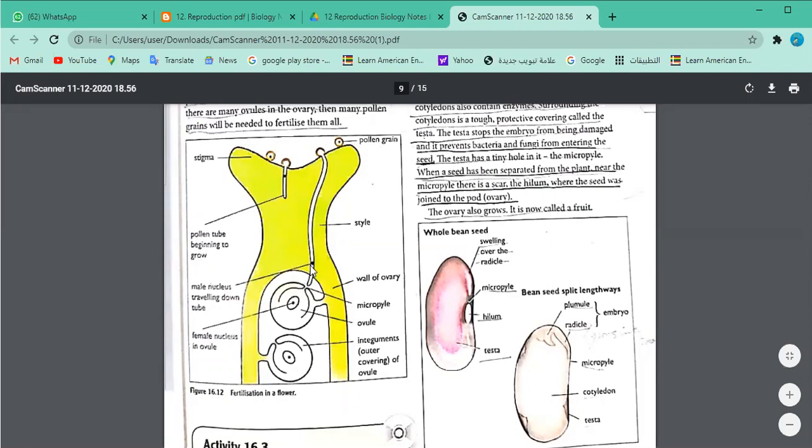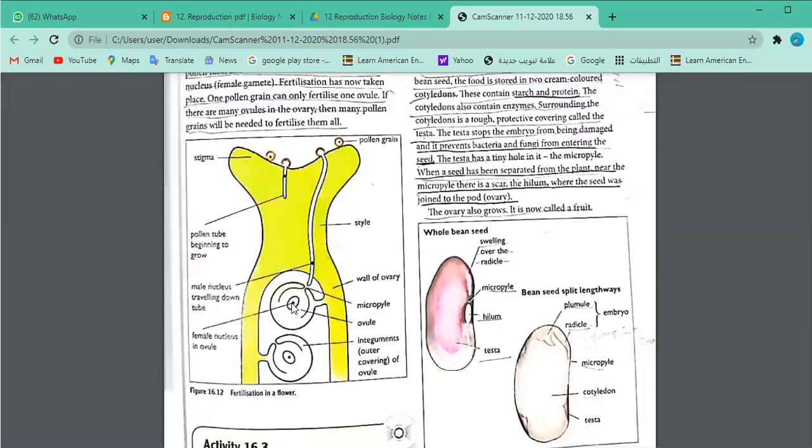So what do you call the cell when the nucleus of the pollen grain is fused with the nucleus of the ovule? That is called fertilization. Now, what do you call this cell? What is the name of this cell? Yes, Zainab? Zygote. Okay, very good. This is called zygote.